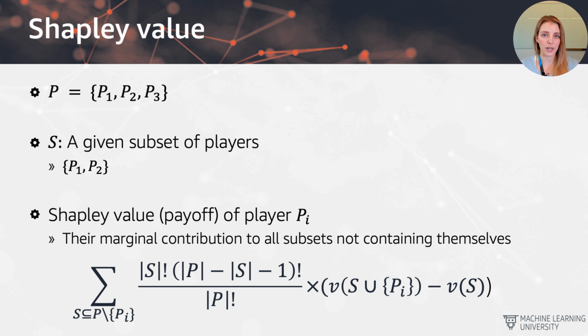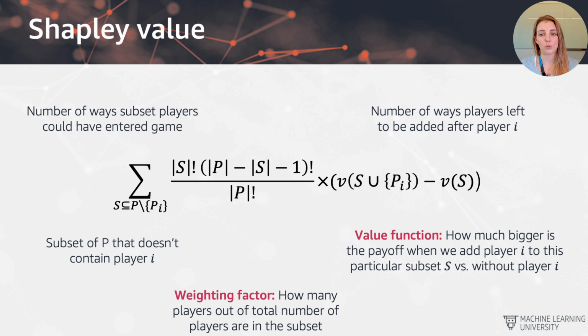So we have the set of players, player 1, 2, and 3. And S now is going to denote a subset of players. So for example, one possible subset could be player 1 and player 2 combined. And the Shapley value, the payoff of player P subscript i, is now going to be the marginal contribution to all subsets where the player is not contained themselves. So in an equation, it looks like the one that you see below, where you have the sum over a particular subset where the player Pi is not part of it. And then we have a weighting factor and also the value function itself.